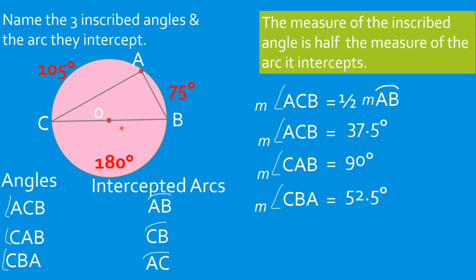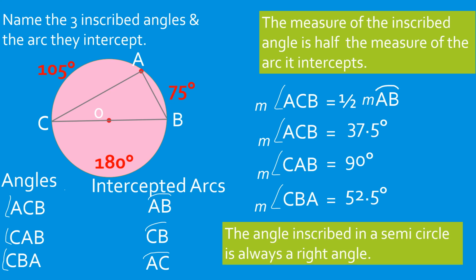Now, what have you noticed? The angle that is inscribed in a semicircle. This is a semicircle. This is half, 180 here. The endpoint is at half the circle. That is 90 degrees, right? It means that the angle inscribed in a semicircle is always a right angle, because the arc that intercepts that angle is half of the circle, which is 180 degrees. So therefore, it's always 90 degrees.